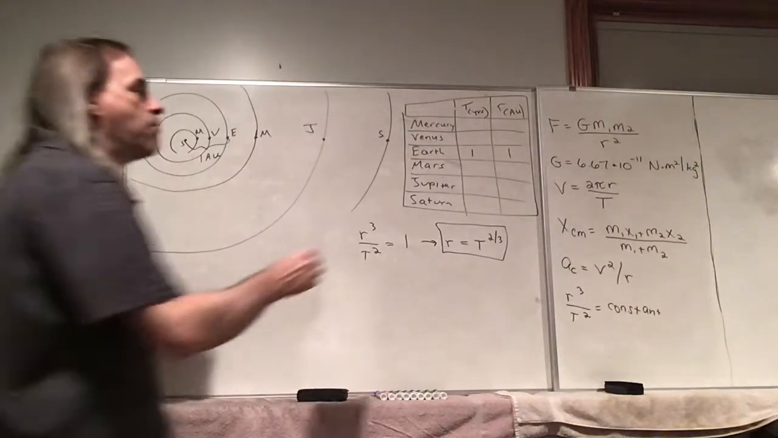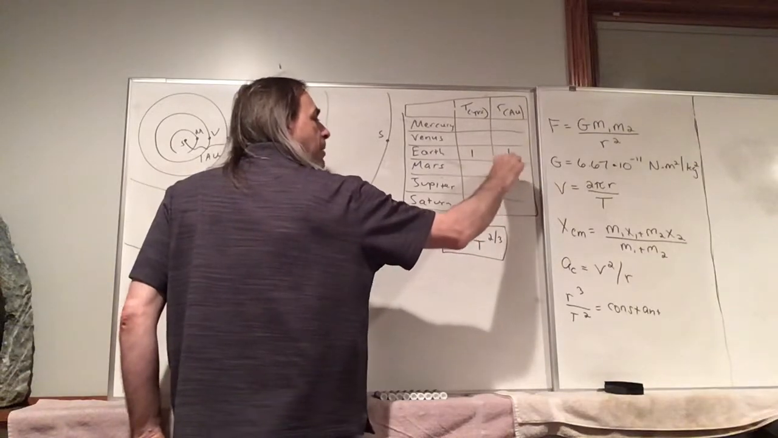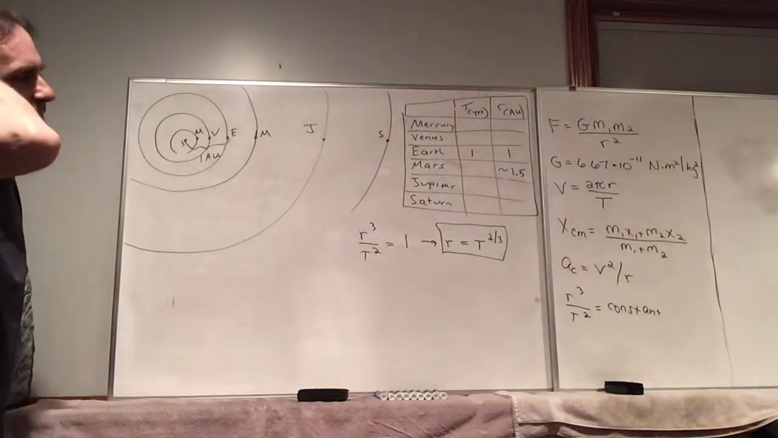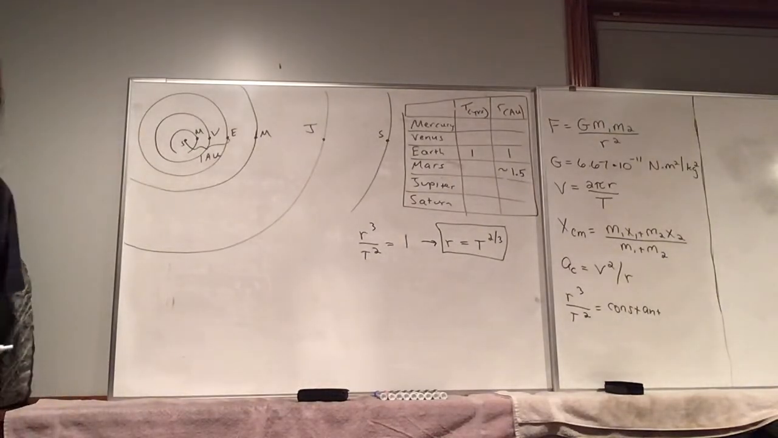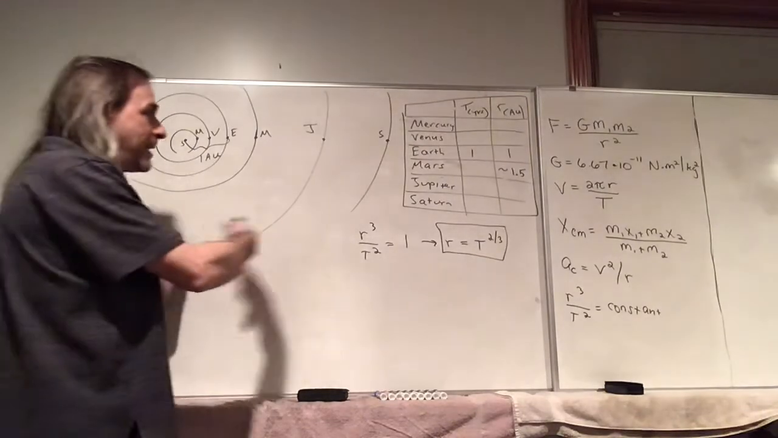I believe Mars is about 1.5. I don't have it with me, so I can't say exactly. But Mars is around 1.5 astronomical units. Just by observing its period, plugging it in, there we go. And so this allows us to make this scale model.